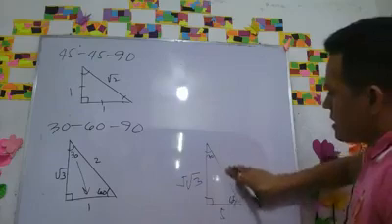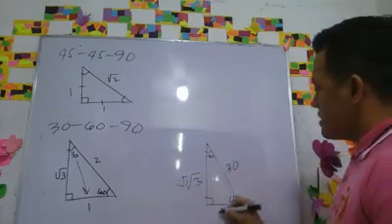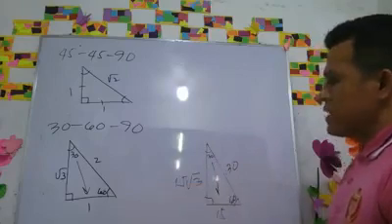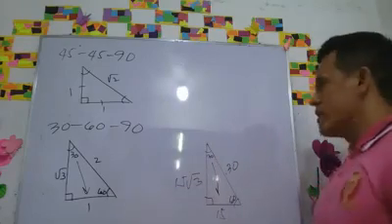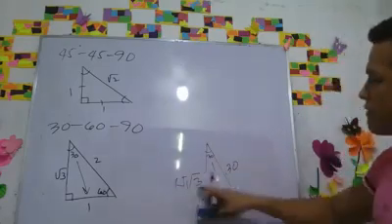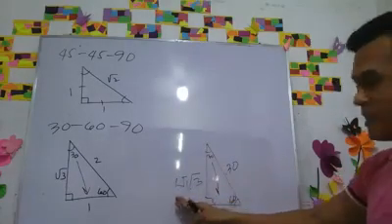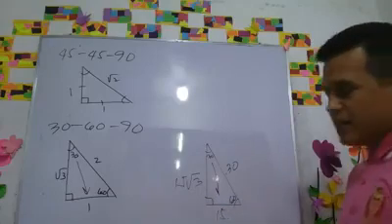Now, say this one is 30. So that means this one is 15, always half, opposite to 30 degrees. And this one is 15 square root of 3. Okay? There you go.